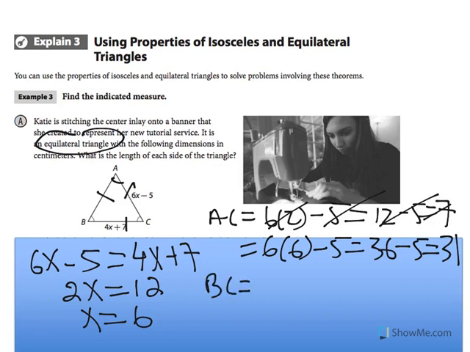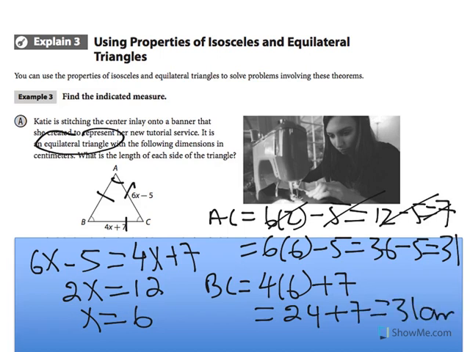BC is equal to 4 times 6 plus 7. So this gives us 24 plus 7 is equal to 31, in centimeters. So AC is 31 centimeters. BA is also 31 centimeters, and BC is also 31 centimeters.